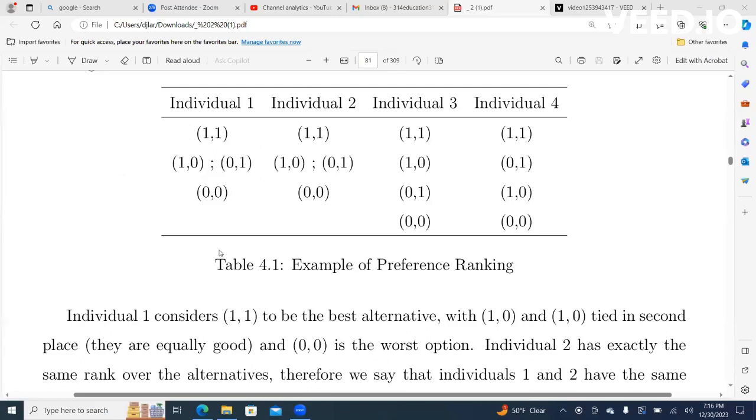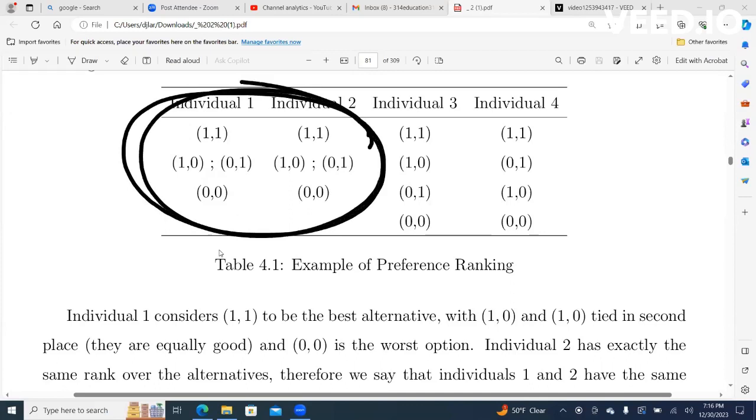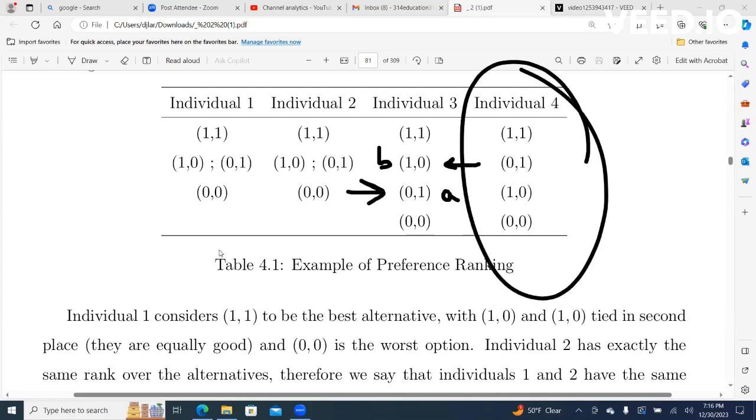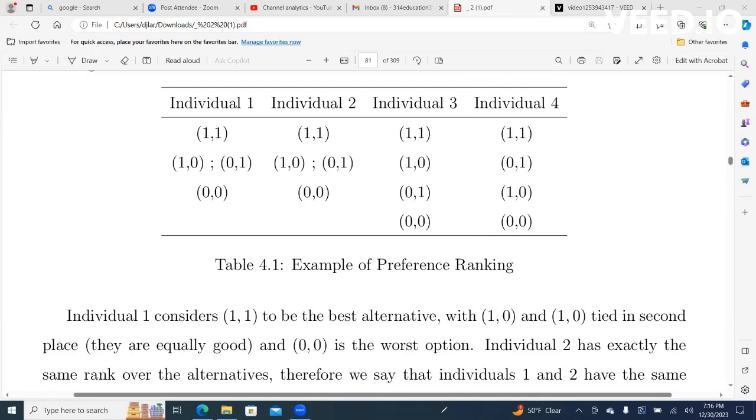Is it possible for, these are the same, by the way. Yeah, individual one, individual two are exactly the same. Let's just say that we have 1 pound of bananas, 1 pound of apples. Is it possible to prefer bananas over apples? Absolutely. That's what that is saying. And this one would be the opposite, I suppose. But they're just showing us something simple like that.